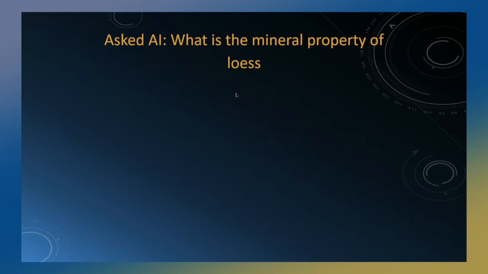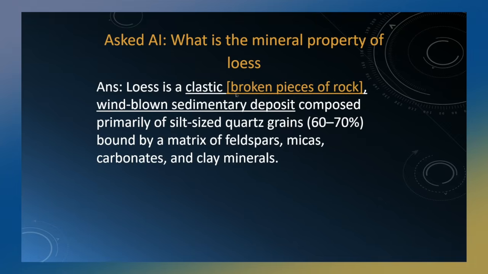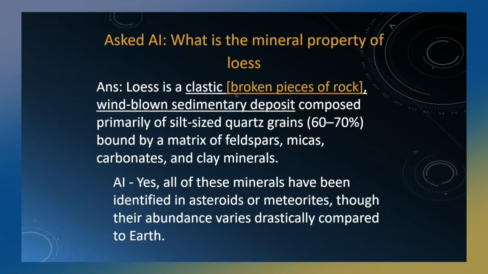So we asked AI, what is the mineral property of LIRS? The answer: LIRS is a clastic, broken pieces of rock. It's a clastic wind-blown sedimentary deposit composed primarily of silt-sized quartz grains, 60 to 70%, bound by a matrix of feldspars, micas, carbonates, and clay minerals. AI says, yes, all these minerals have been identified in asteroids or meteorites, though their abundance varies drastically when compared to the Earth.